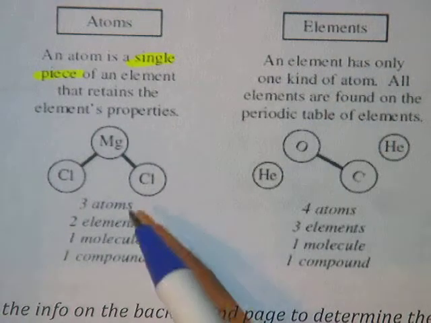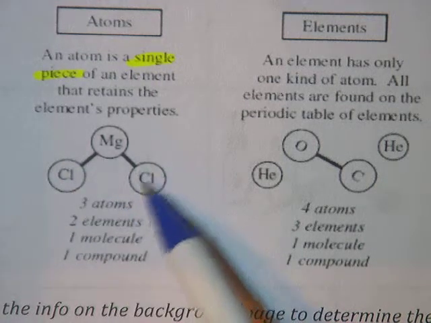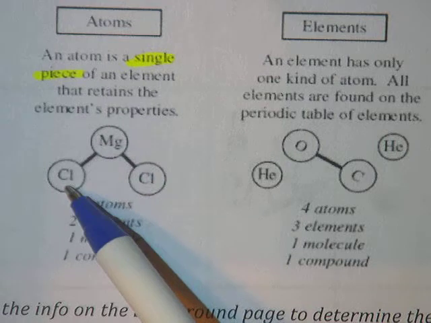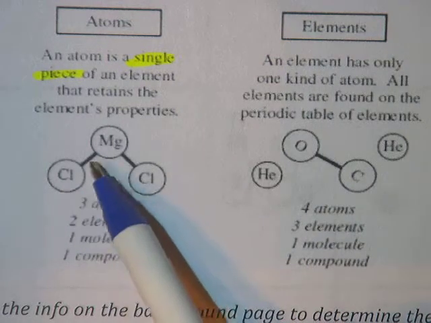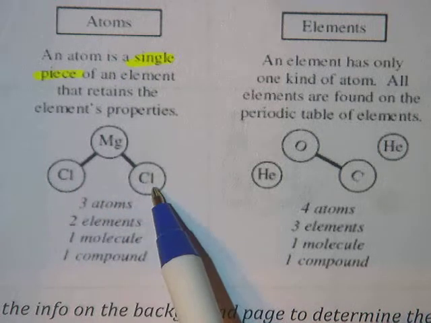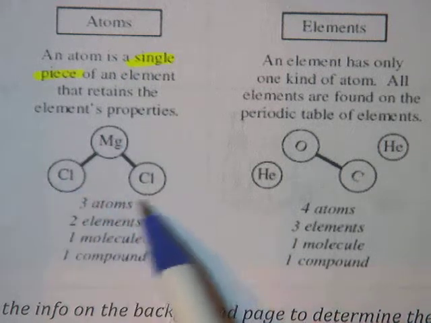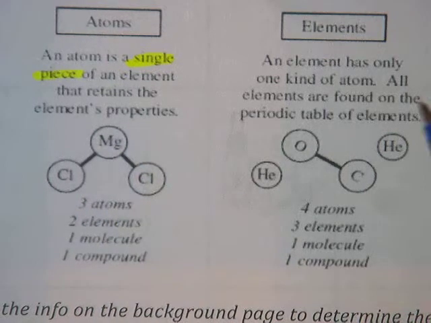So here is one element, chlorine, magnesium. Each of these is an individual atom. So in this picture we have 3 atoms, a Cl, an Mg, and another Cl. There are 2 elements, chlorine and magnesium. The whole thing is one molecule, and the whole thing is one compound.